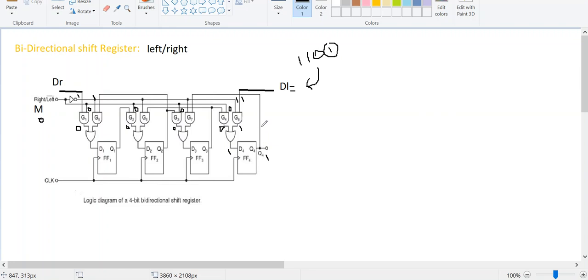Now this 1 is going in this direction, and then to this G7 AND gate. One of the inputs is 1 and the other input is also 1, so 1 AND 1 is 1. Then 0 OR 1 gives 1. Now the input for the D3 flip-flop is 1, which means the D flip-flop output is also 1.